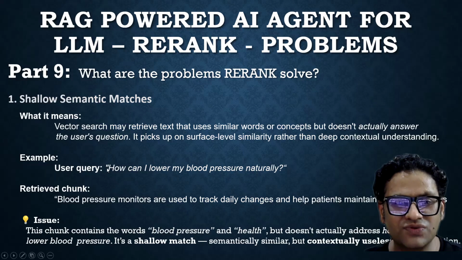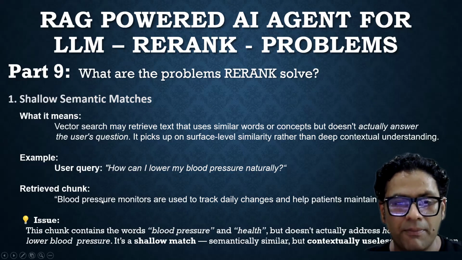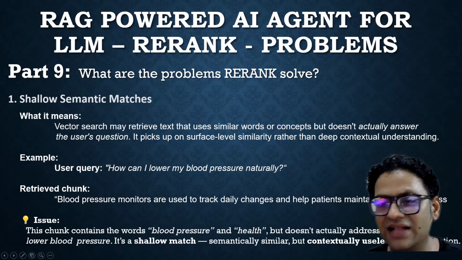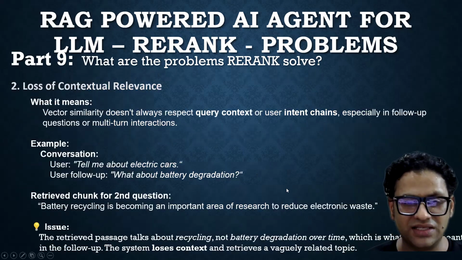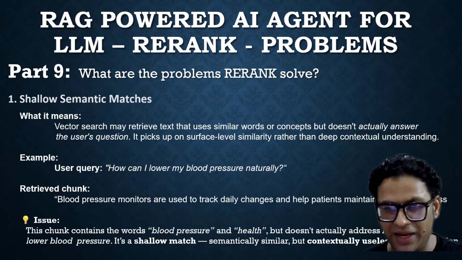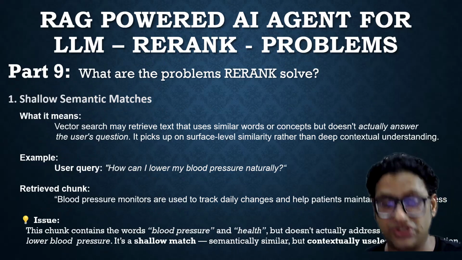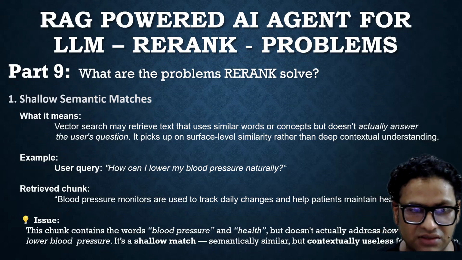We can understand this with an example. How can I lower my blood pressure naturally? Retrieved chunk: blood pressure monitors are used to track daily changes and help patients maintain health awareness, right? So what is the issue with this? This chunk contains the words blood pressure and health, but doesn't actually address how to lower blood pressure. It's a shallow match, semantically similar but contextually useless for the question, which makes sense.